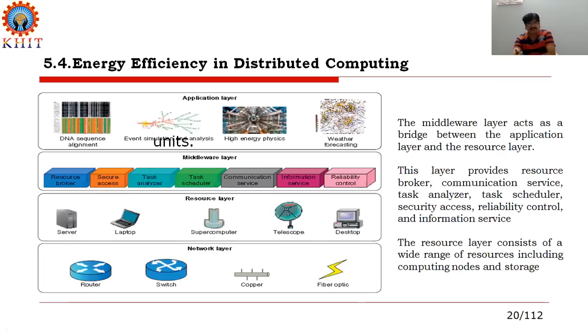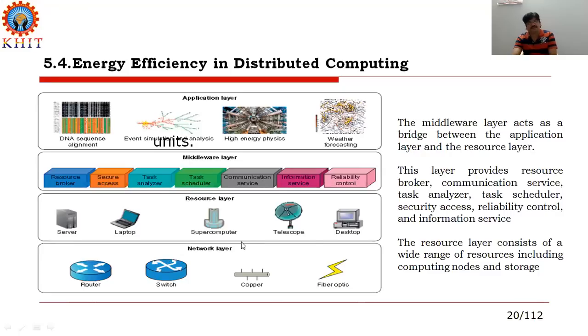Let us consider energy efficiency with a simple architecture over here. The architecture is split into four different layers. The topmost layer is the application layer and the bottom layer is the network layer. In between, we have two different layers: one is the middleware layer and another one is the resource layer. The bottom layer is the network layer.